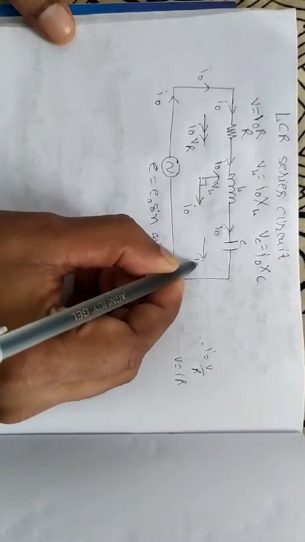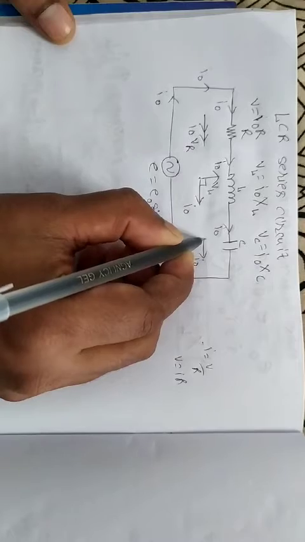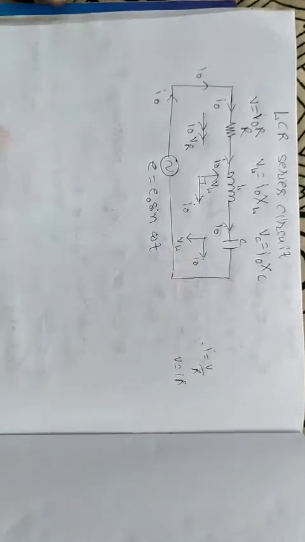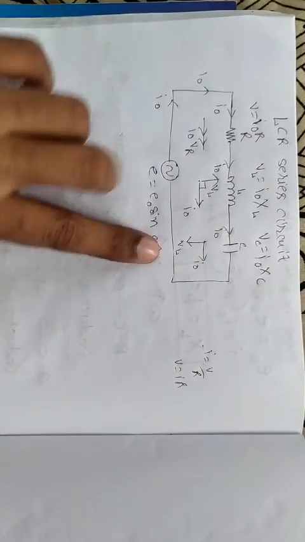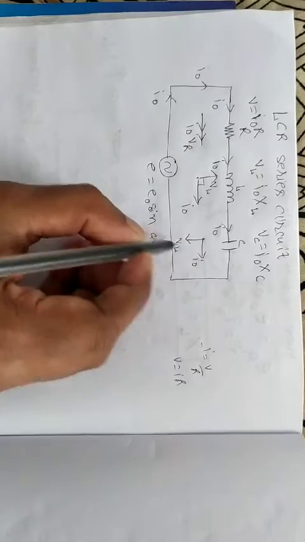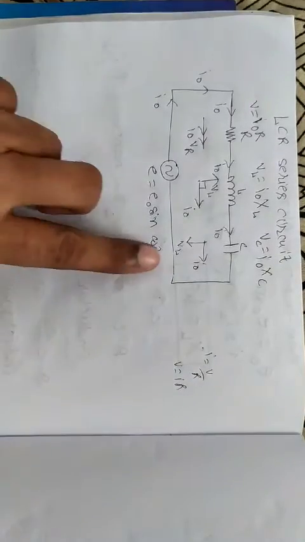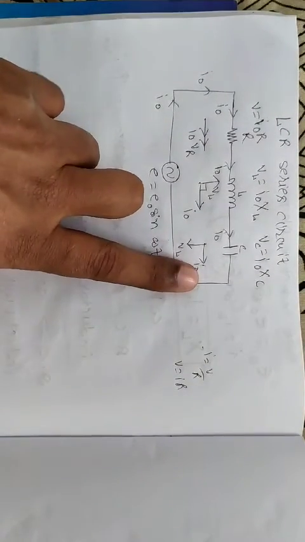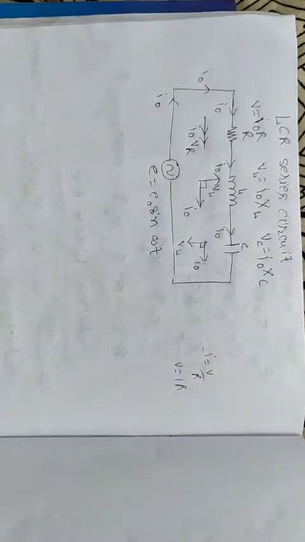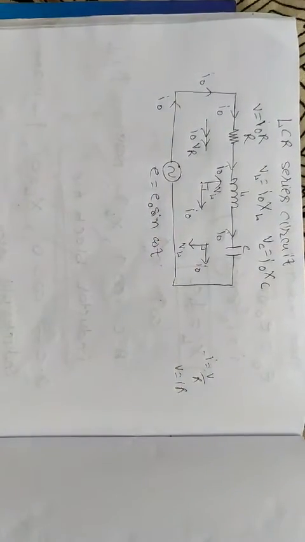Here the voltage is lagging and the current is leading. In a pure capacitive circuit, the current will lead and the voltage will lag with a phase of pi by 2. Now see this thing.